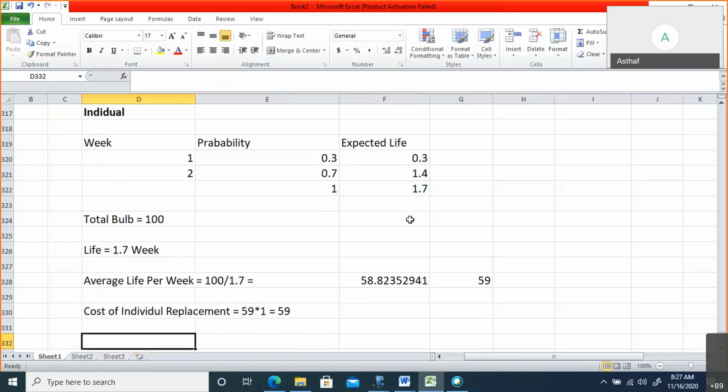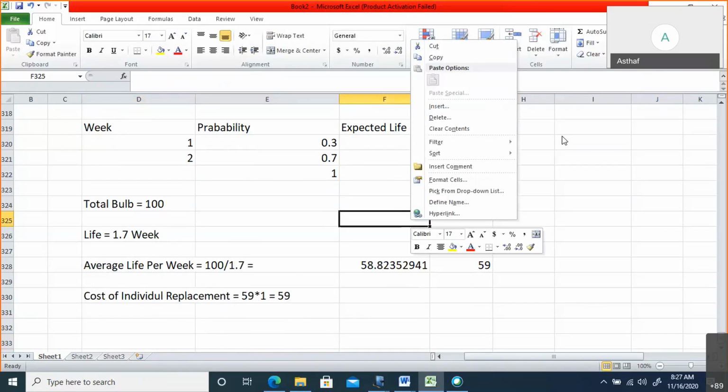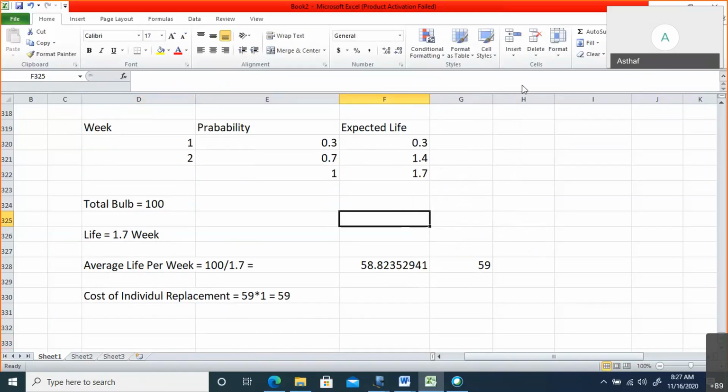Very good. Now we will approach group replacement. Hope this is clear. Hope my voice is clear.